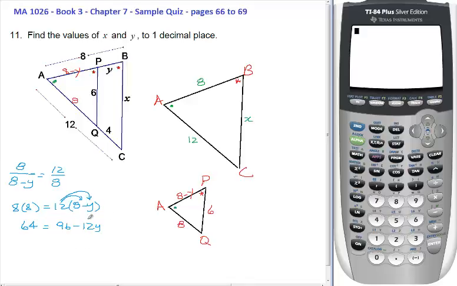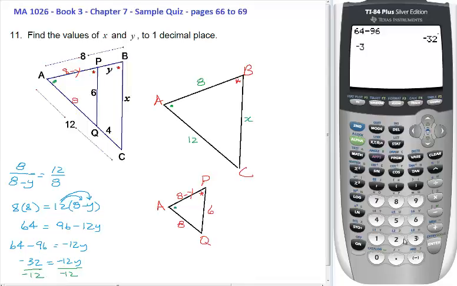Now I'll subtract 96 from both sides, and I would get 64 subtract 96, and again, if you're not sure of your signs, use your calculator. It'll be negative 32. So negative 32 equals negative 12y. Now divide each side by negative 12, and we end up with the fraction negative 32 over negative 12. Oh, I said negative 11. Let me redo that. Negative 32 divided by negative 12. There we go. I get 2.666 repeating.